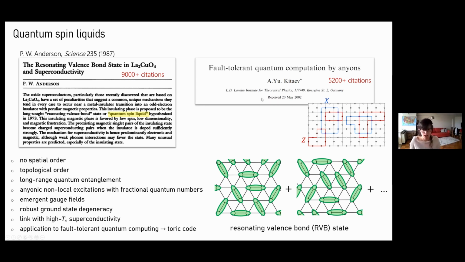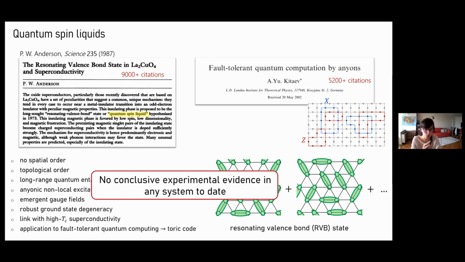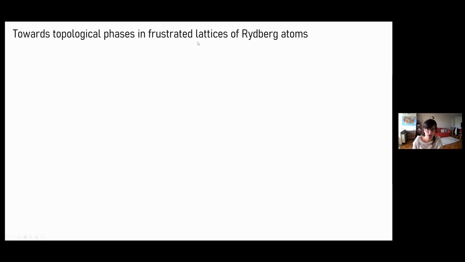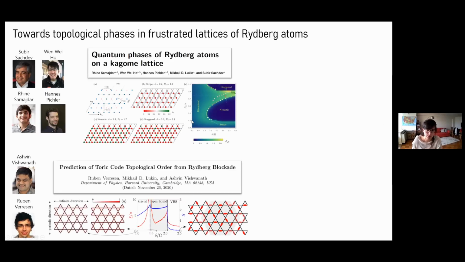Now, despite the huge interest in these spin liquids and the huge efforts to actually observe them in experiments, there has been no conclusive experimental evidence of this state in any experimental system. So, of course, we were very excited when last year two theoretical groups at Harvard started to look into the possibility of creating spin liquid states using Rydberg atoms.